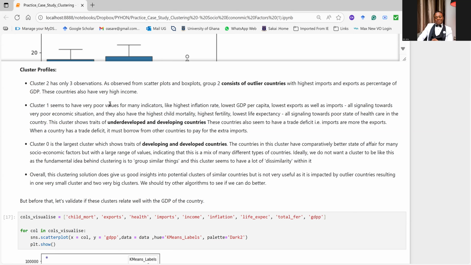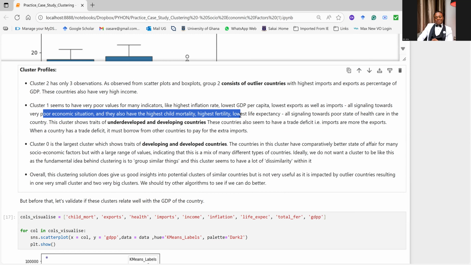There seem to be very poor values for many of the indicators. They have the highest inflation, lowest GDP, lowest export, lowest import, all signaling towards a very poor economic situation. They also have the highest child mortality. They have the lowest life expectancy, all signaling towards a poor state of health. And then this group 1 shows features of underdeveloped and developing countries.